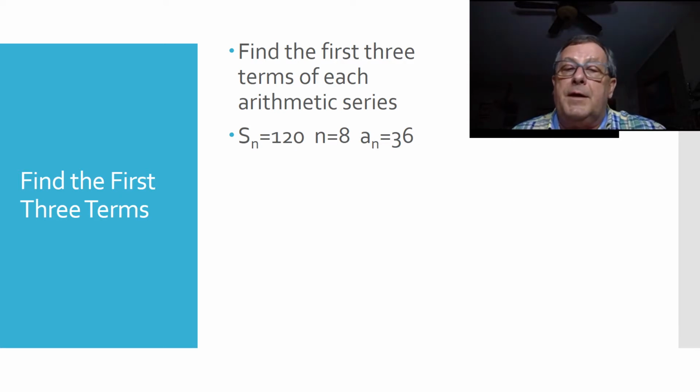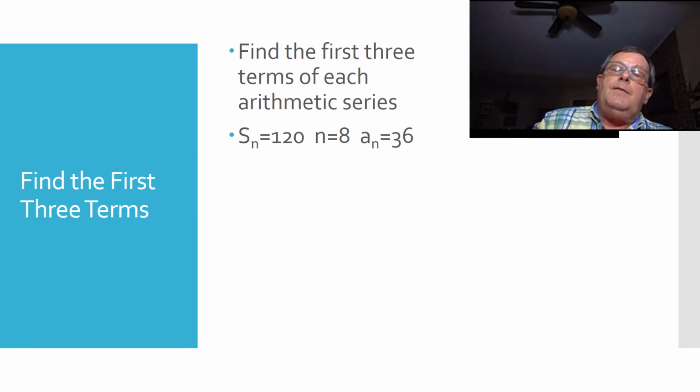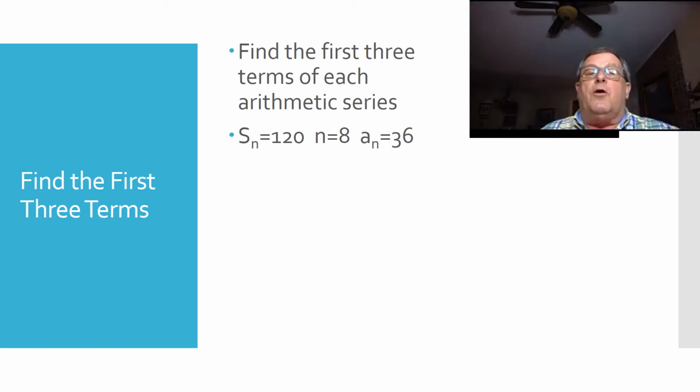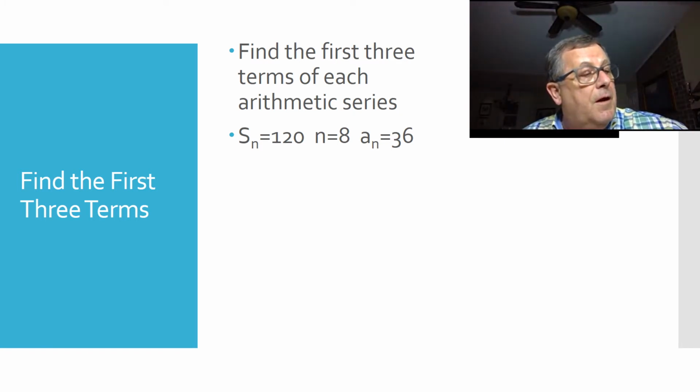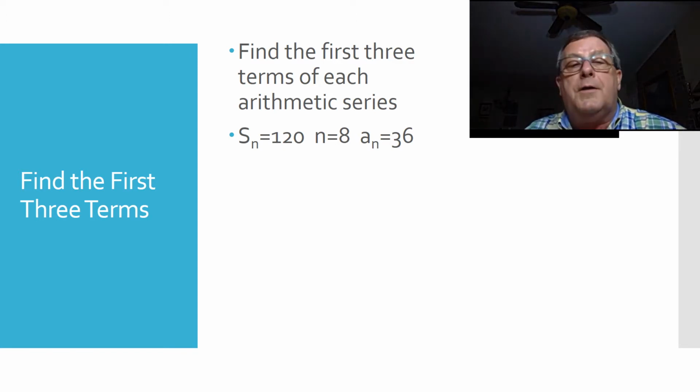We've been given n, the total number of terms in this series, which is 8. And we've been given the last known term, an, which is 36. Now, in order to find the first three terms of an arithmetic series, we've got to find what the first term is, and we've got to find what the common difference is.